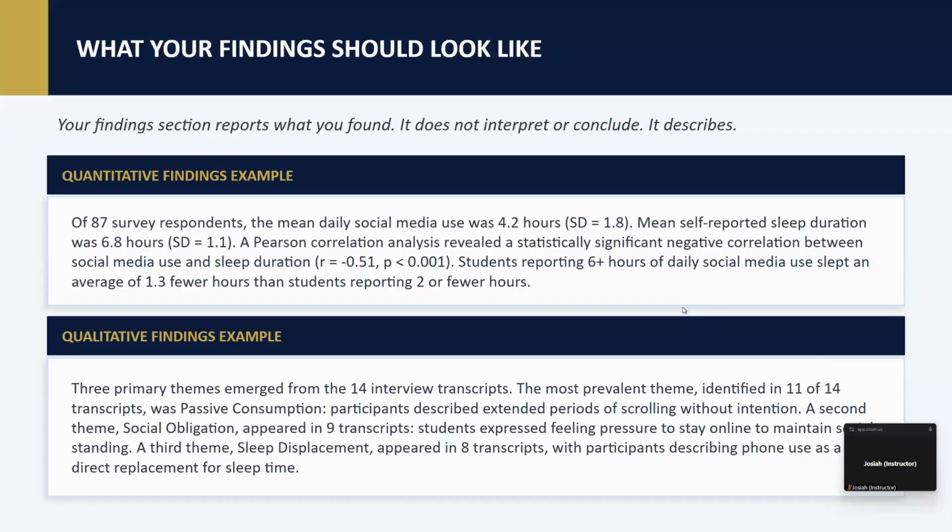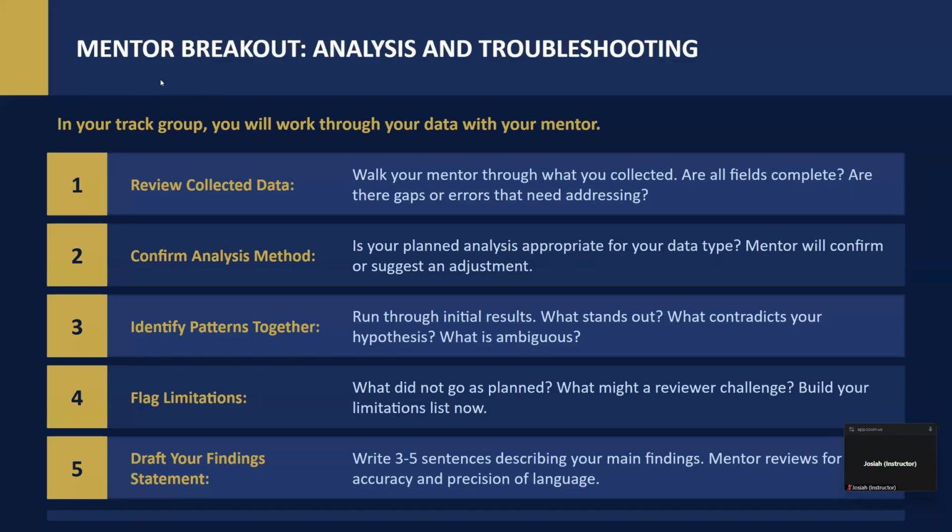So what your findings should look like, you should actually have a mix. Your quantitative findings should say you have this correlation of X, Y, Z, and it's either really strong or really poor. Then you should also have qualitative findings that back up these quantitative findings. For example, if your correlation is really strong, then you should say, here are some student examples that show how these correlations are strong. So these are the mentor breakouts, analysis and troubleshooting.